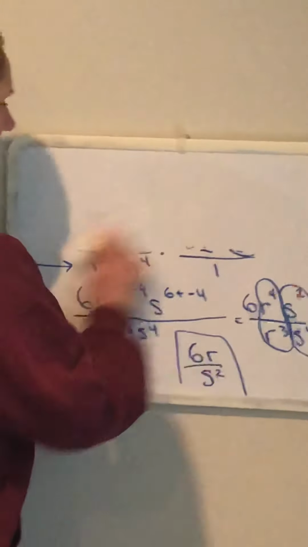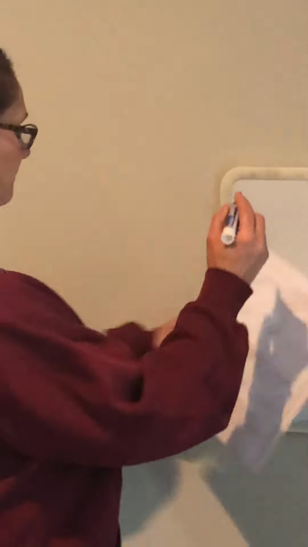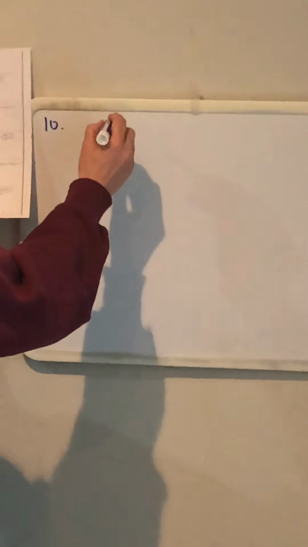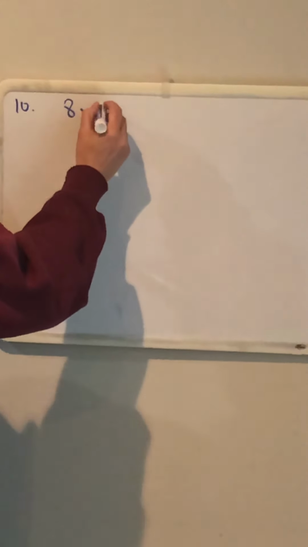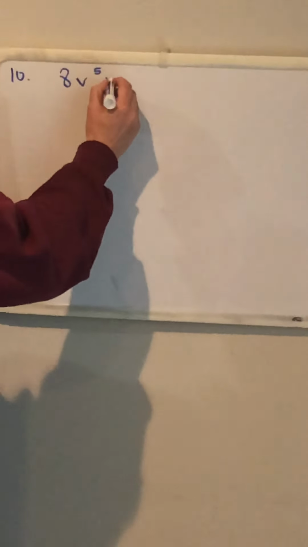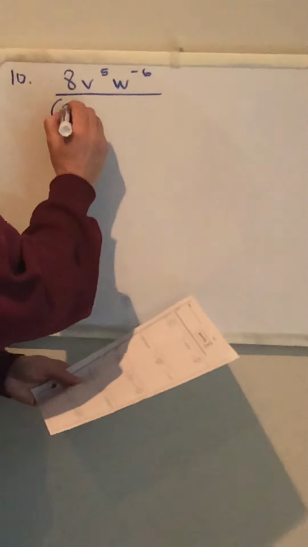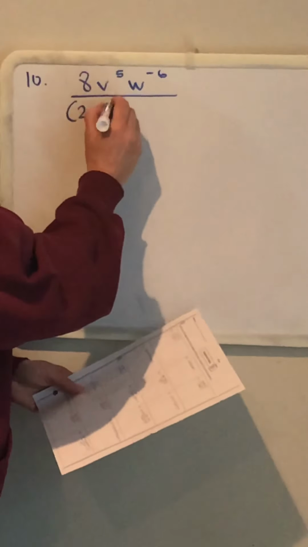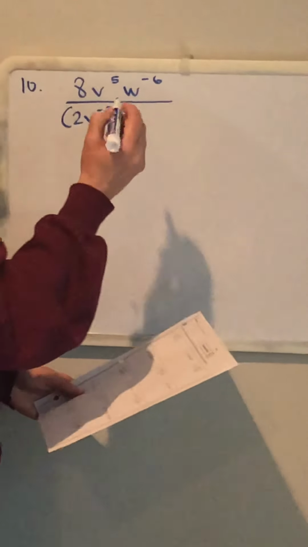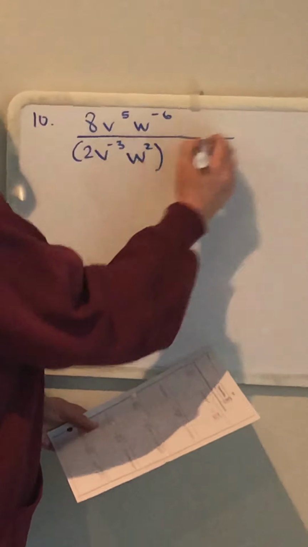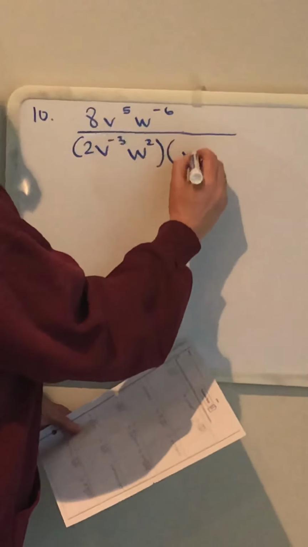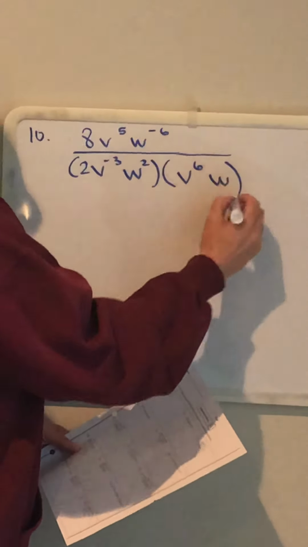And now we'll do 10. Number 10 says 8v to the 5th, w to the negative 6th, over 2v to the negative 3rd, w to the 2nd, times v to the 6th, w.